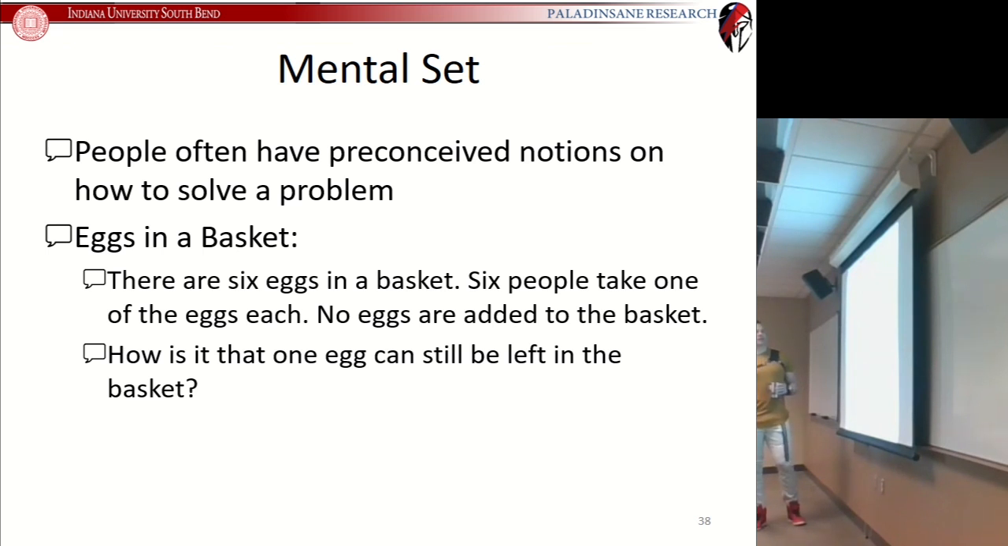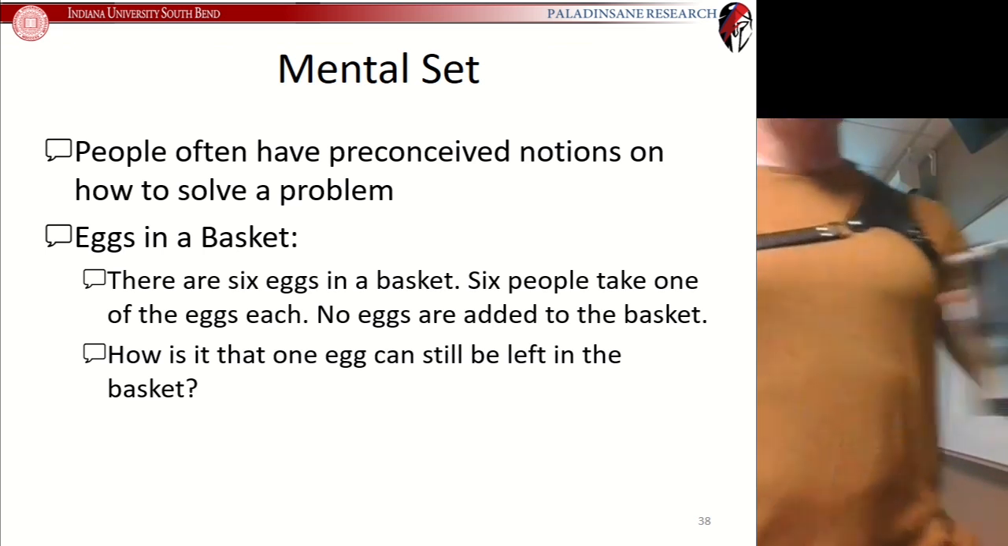There are 6 eggs in a basket. 6 people take 1 of the eggs each. No eggs are added to the basket. How is it that 1 egg can still be left in the basket? All right, so try to work out a solution, and we'll see if we can get any correct solutions.